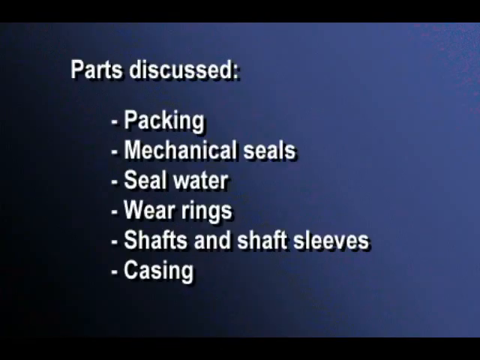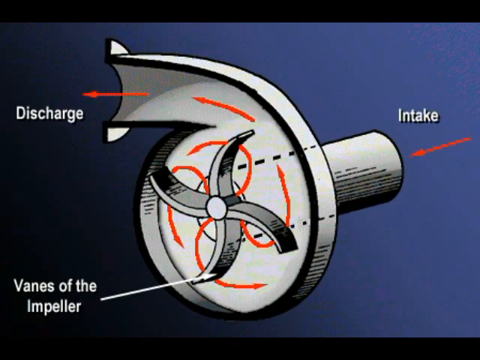So far, the following components of the centrifugal pump have been discussed: packing and mechanical seals, seal water, wear rings, shafts and shaft sleeves, and the casing. The last part of the centrifugal pump to consider is the impeller. In most centrifugal pumps, the impeller looks like several cup vanes or blades mounted on a disc or shaft. The diagram illustrates how the impeller works. Notice how the vanes of the impeller force the water and wastewater into the discharge or outlet pipe.